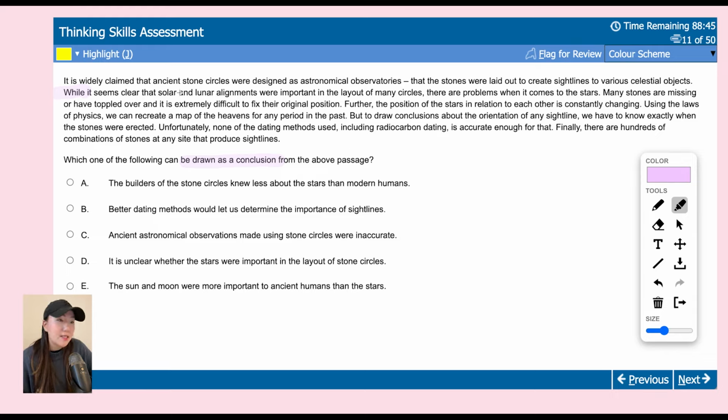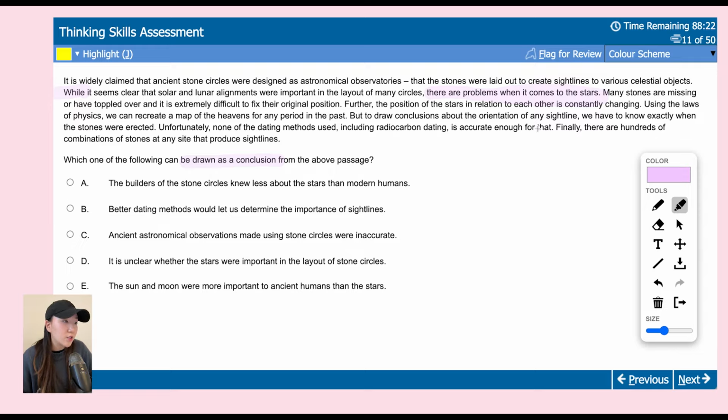So it's saying that it seems clear that solar and lunar alignments were important in the layout of many circles. There are problems when it comes to the stars. So that is the main conclusion. So that's going to help me to find what the rest of this passage is talking about. I can then see that the next sentence is saying many stones are missing. The sentence after that is saying further, the position of the stars is changing.